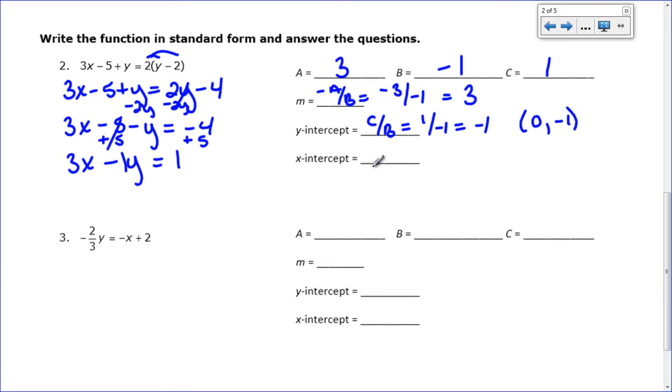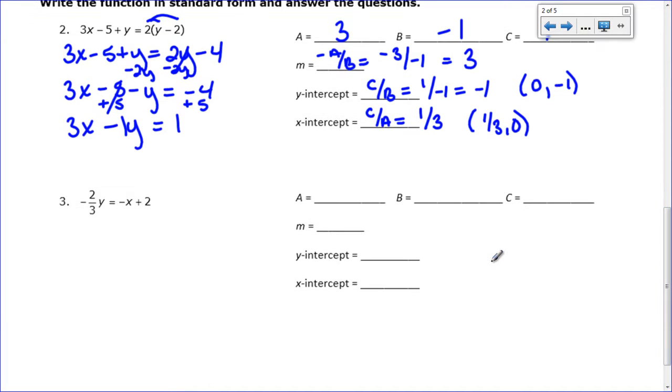My x-intercept, the shortcut for that is to do c divided by a. And so then I have 1, which is my c value. A is my a, 3. And so I get that my x-intercept is at 1/3, and so my x-intercept is actually at this point 1/3, comma 0. So number 3, again, we've got to get this in standard form first.